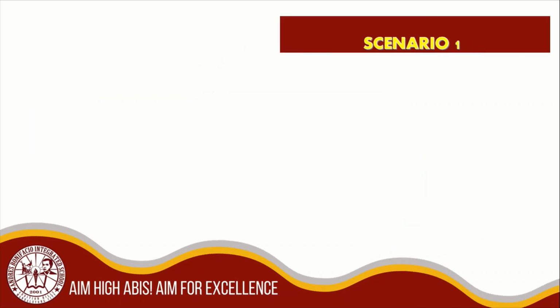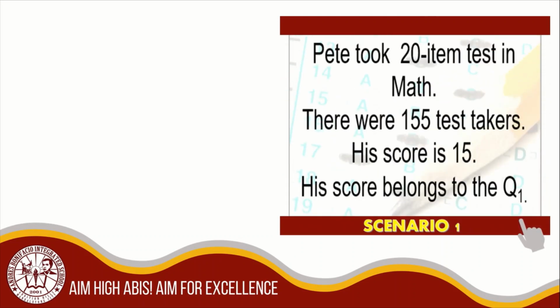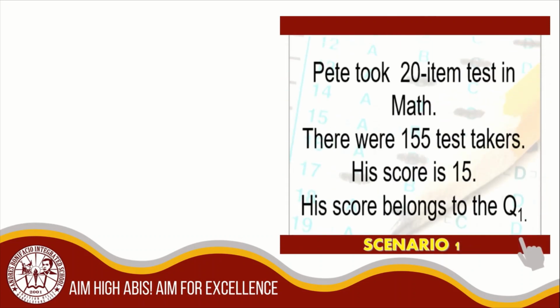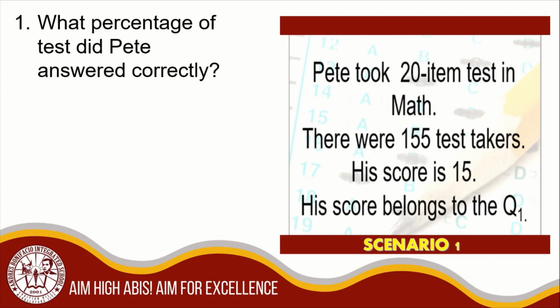Let's have the first scenario. Pete took 20 item tests in mathematics. There were 155 test takers, including him. His score is 15 and his score belongs to the first quartile. Let us answer the following questions. What percentage of tests did Pete answer correctly?